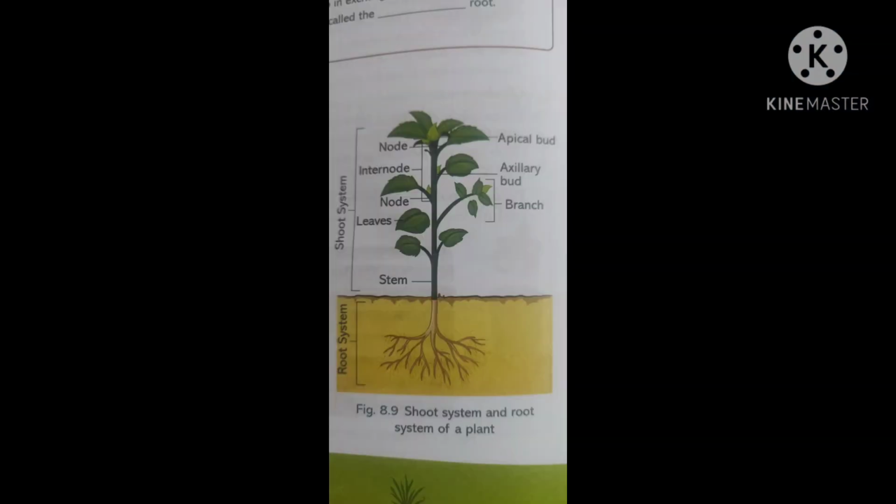The point on the stem from where a leaf and a branch or a bud arises is called a node. There are many nodes on the stem, and the portion of the stem between two nodes is called an internode. The stem has buds which grow into leaves, flowers, and branches. The bud at the tip of the plant is called the apical bud, and the apical bud is responsible for the growth of the plant.